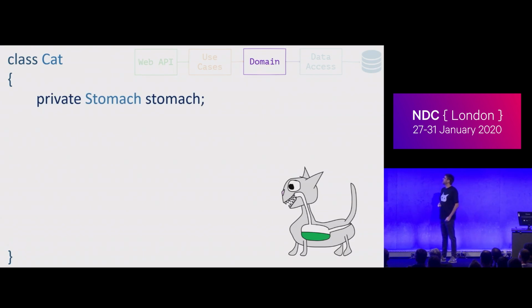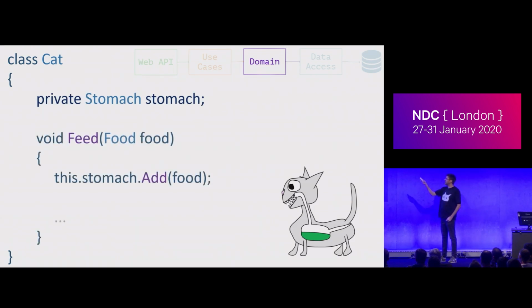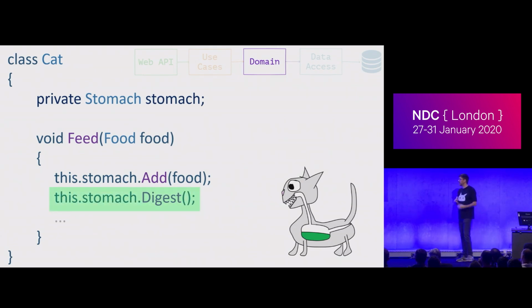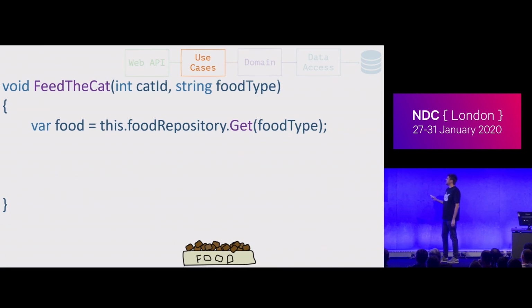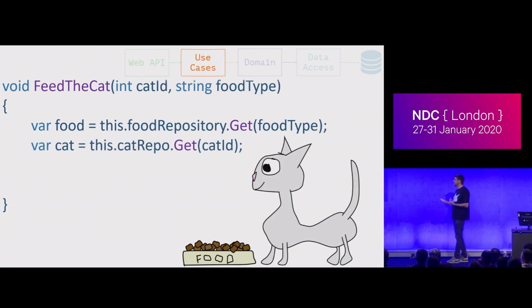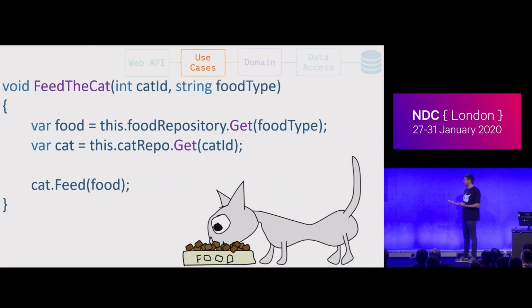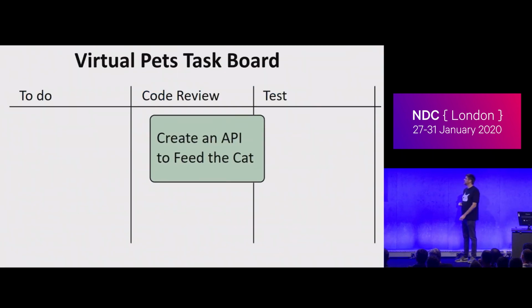So here's the cat in the domain, where we've just got a private stomach, and then when we feed the cat the food, we're going to call the digestion ourselves, and we're not going to make that a responsibility of people external to the cat. Okay, so now things are looking better. We're grabbing the food, we're grabbing the cat from the cat repo when we're feeding the cat. So we put it over.